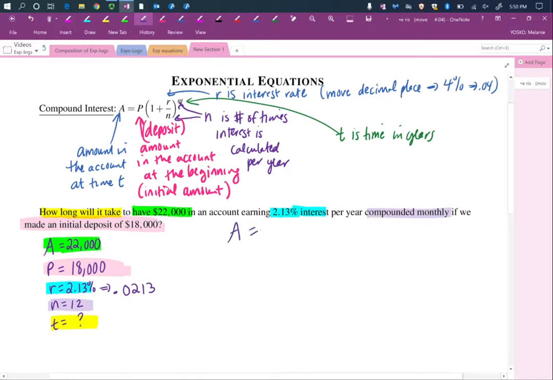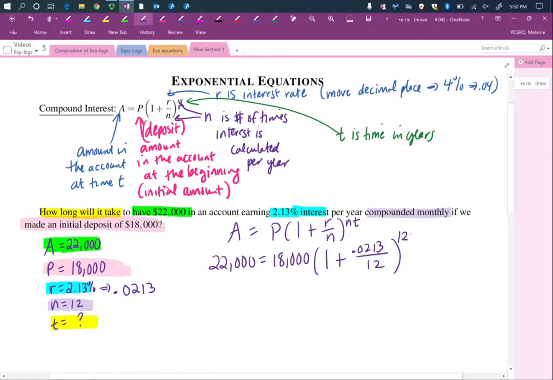We know A equals P times 1 plus R over N to the NT. So we're just going to fill in each piece. 22,000 equals 18,000 times 1 plus R. So we use 0.0213 divided by N. N is 12. And my power is N times T. So 12 is N, and my T, I don't know what it is. I'm going to call it T. So I'm going to solve this equation.